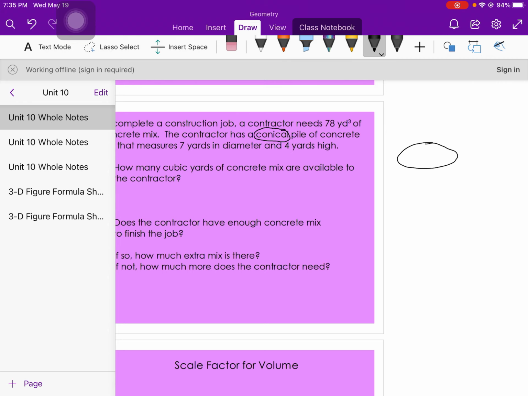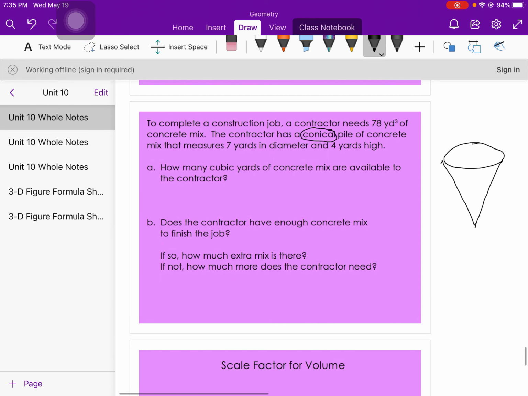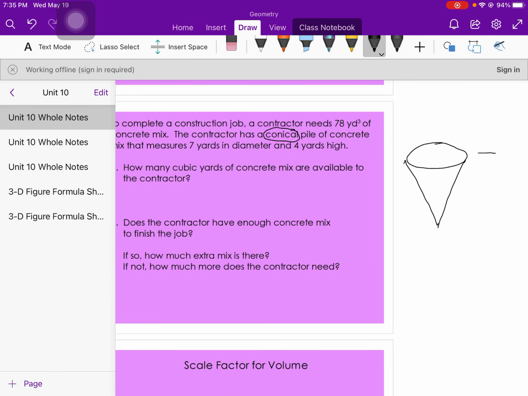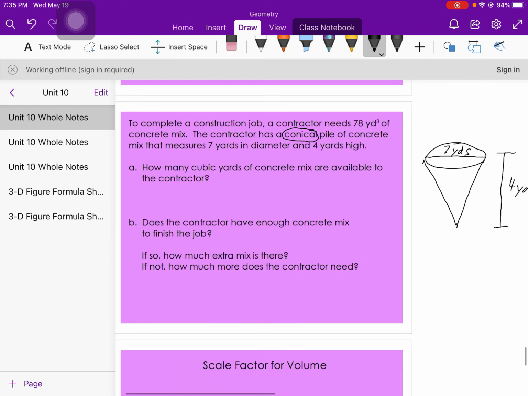So maybe we want to draw this off to the side here just to help us visualize. A cone's pretty easy to draw. 7 yards in diameter and 4 yards high. So here is the height, that would be 4 yards. And then all the way across, we have 7 yards for the diameter.